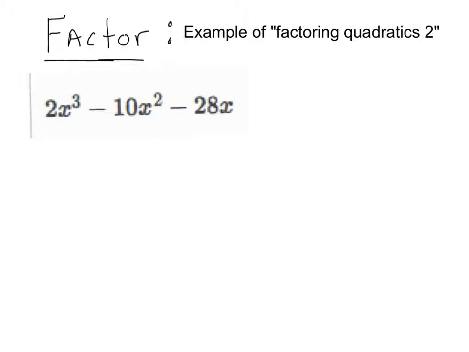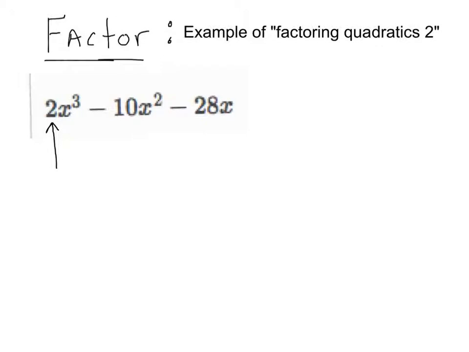Now, as we look at this example, you notice that this first term is not x squared, it's x cubed. And you also know that the number in front of x, the leading coefficient in front of the x cubed, is not a 1. Okay? So I've got x cubed, then x squared, then an x. Now, as we look at this problem, we notice that every number, the 2, the 10, and the 28, are all divisible by 2. And then we also notice that every term has at least an x.